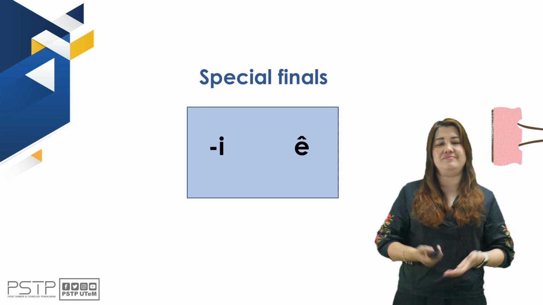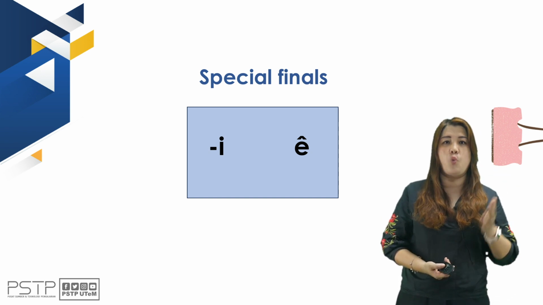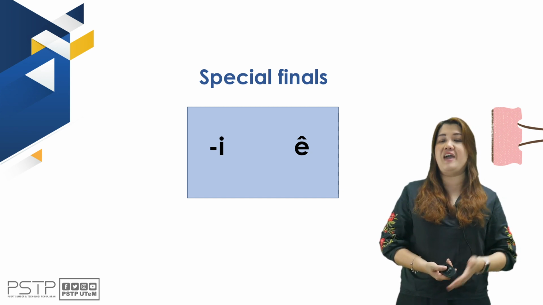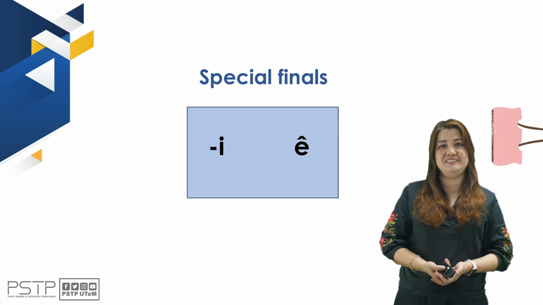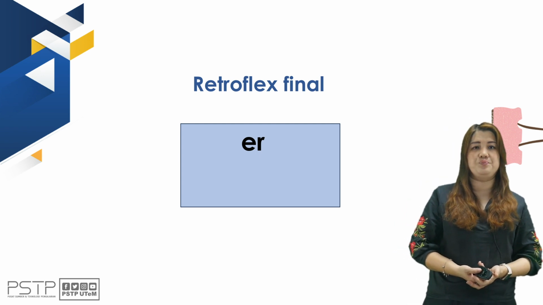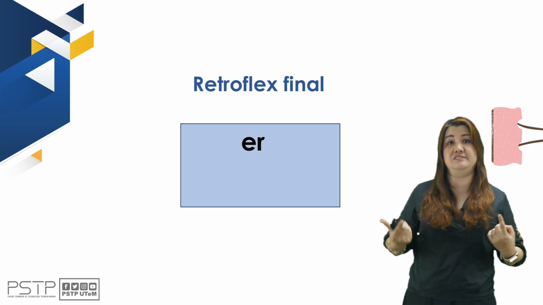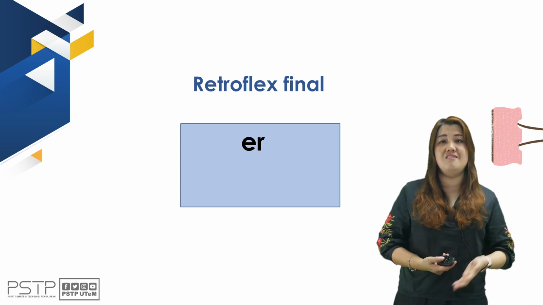This category only consists of two examples. One of them is pronounced one way and the other is pronounced another way. The last one we call the retroflex finals. You try to roll your tongue a little bit when you pronounce this sound. Let me repeat.